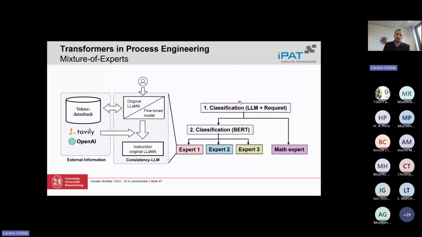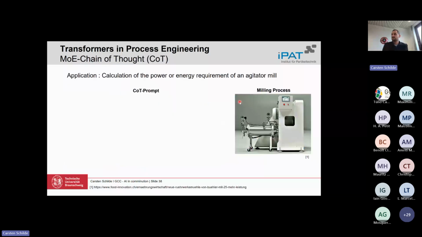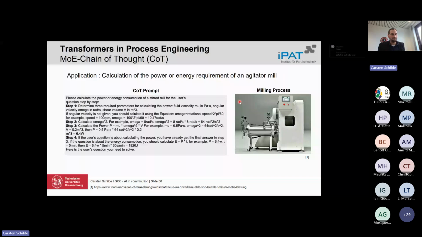The experts could be a knowledge expert, as shown here, for the grinding process, combined with the mathematical transformer model. It can solve, for example, calculating the power or energy requirement online with an agitator mill. This is our prompt. And then within our manager system we have a chain of thought. So the prompt will be split into different process steps which need to be done, which are given here. You can then calculate the energy, and this can be used, for example, for minimizing the energy or the time within the milling process.